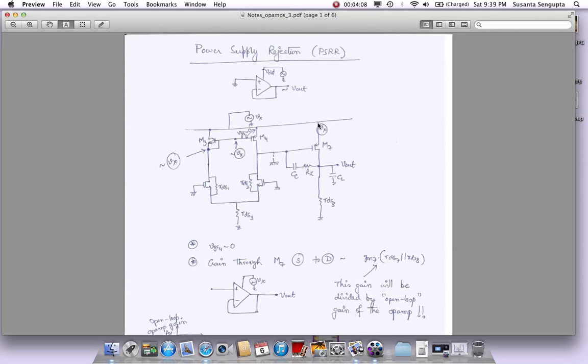So first of all, this is Vx. Yeah, right. So the source is Vx. The gate I don't know yet. Let's neglect this AC ground for now.